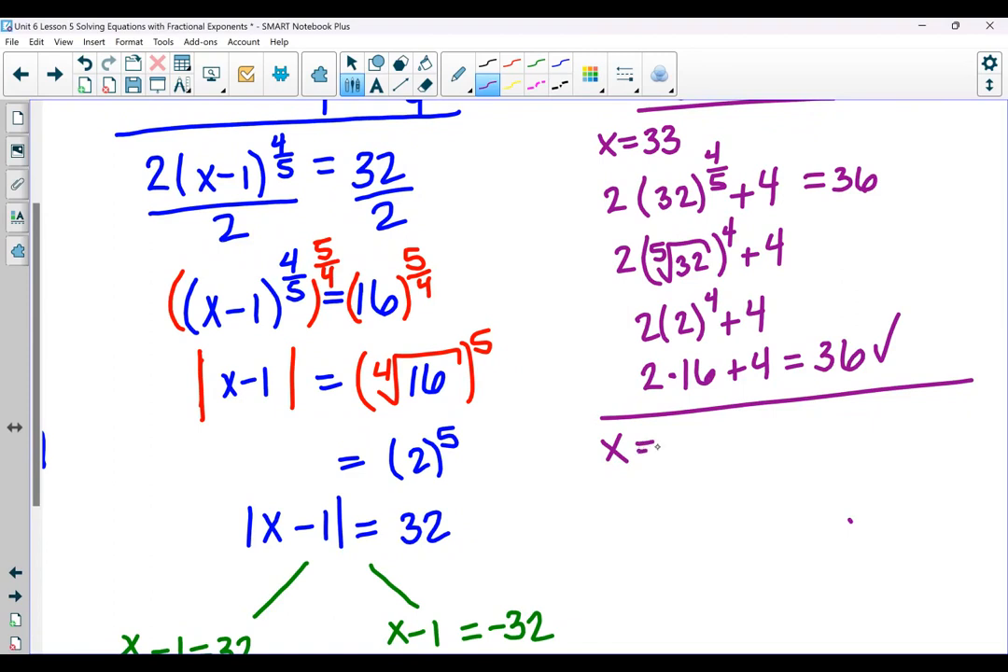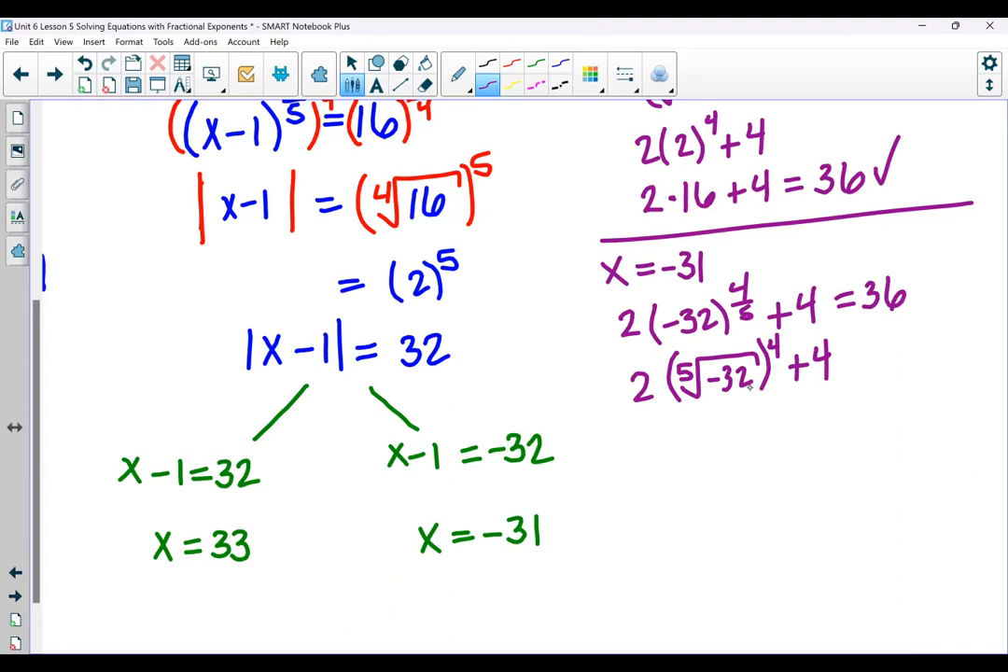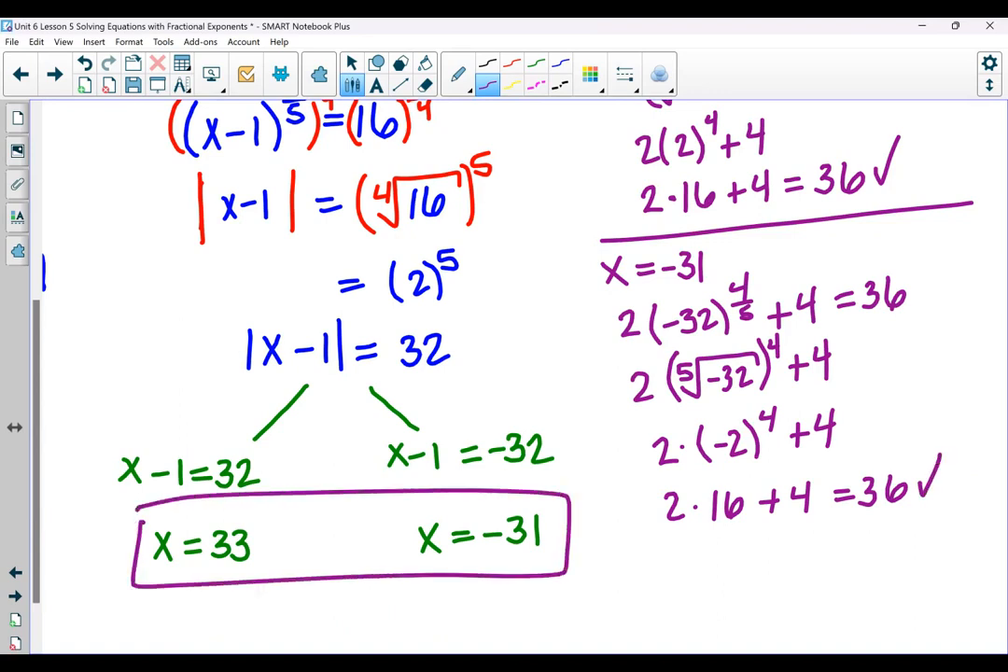I also need to check x equals negative 31. Again, using the radical notation with the power on the outside so I can do it in my head. A fifth root of negative 32, the negative is allowed to come out of a fifth root, and it comes out as a negative because the fifth root is odd. The fifth root of 32 is 2, so that's actually 2 times negative 2 to the fourth. And 2 times 16 plus 4, we're at the same place we were before, which is nice because it is 36, leading me to say that these are both solutions to my problem.